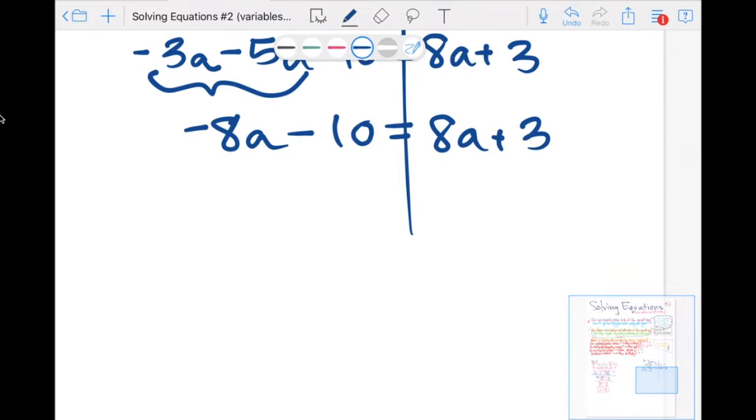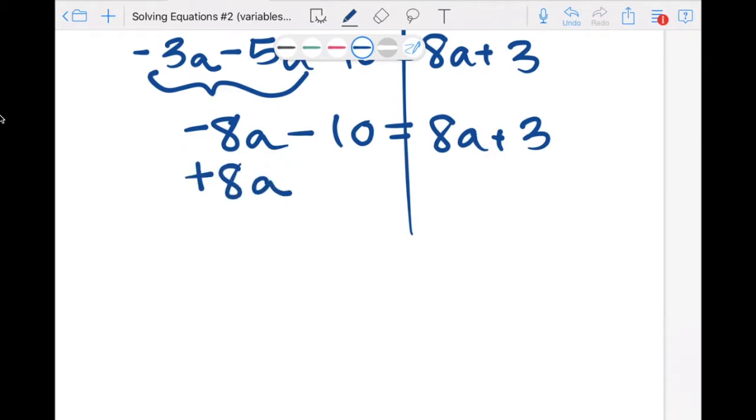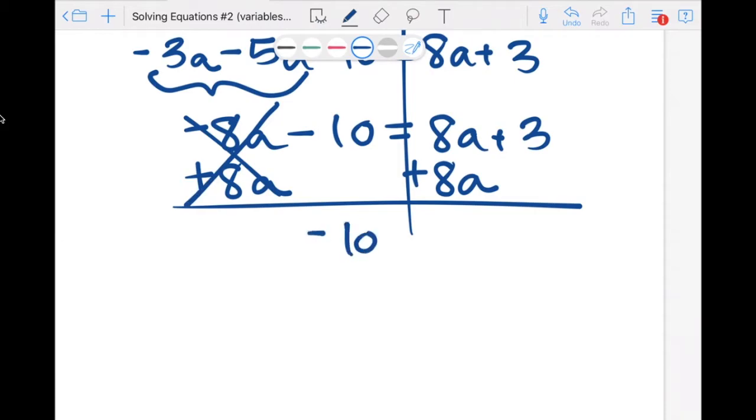Now, do we have variables on both sides of the equal sign? We do. So I need to get them together by adding or subtracting the entire term. Since this is a negative 8a on this side, I'm going to prefer to add 8a. That way my variable terms stay positive. Whatever I do to one side, I do to the other. This cancels. I bring down a negative 10. 8a plus 8a is 16a, and then I can bring down my 3.